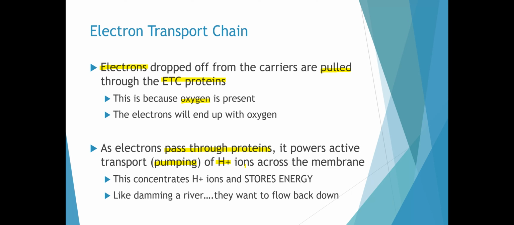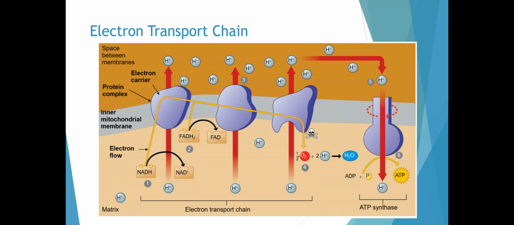Remember, it takes energy to make ATP molecules. So the electrons get moved through the proteins. As they pass through the proteins, it causes hydrogen ions to get pumped. And what we do is we store energy. This is essentially like damming the river. Remember that molecules don't like to be concentrated. They want to be evenly spread out. So when we pump lots of hydrogen ions against their gradient, like we see in the picture here.